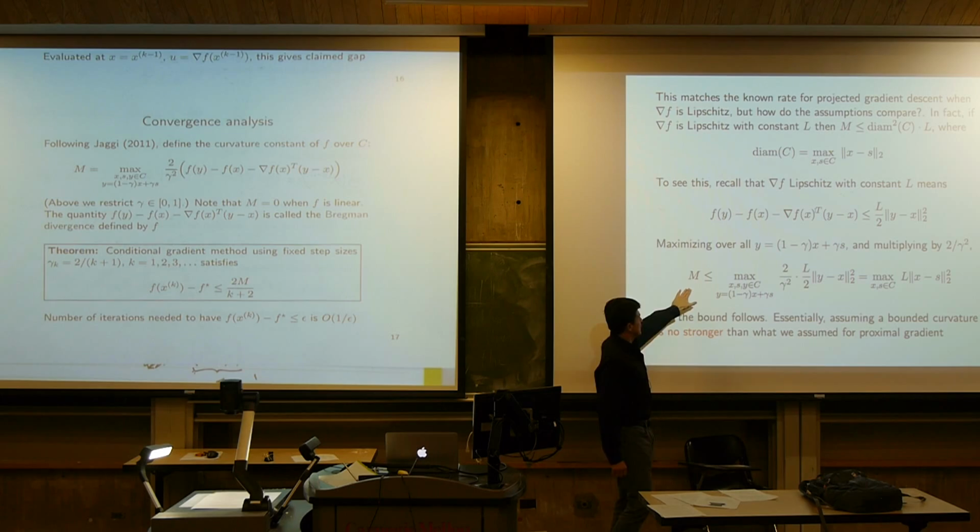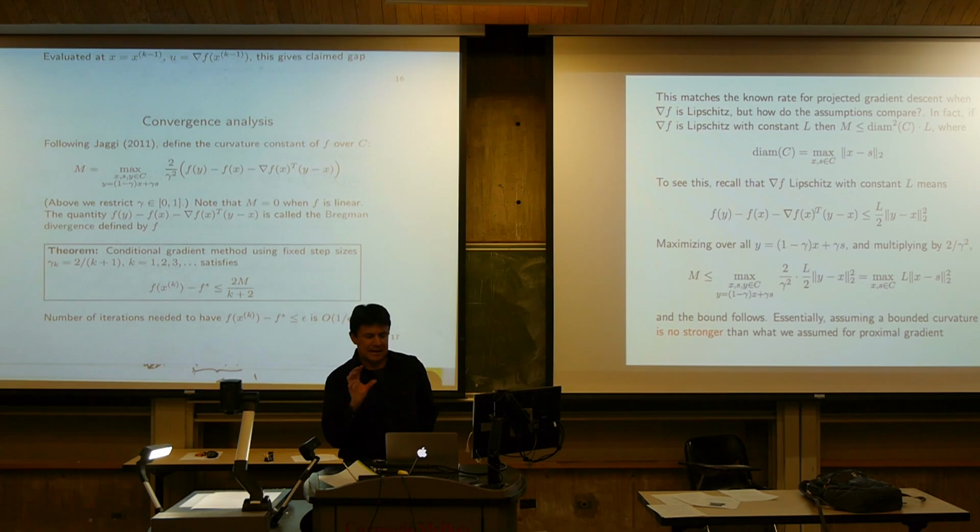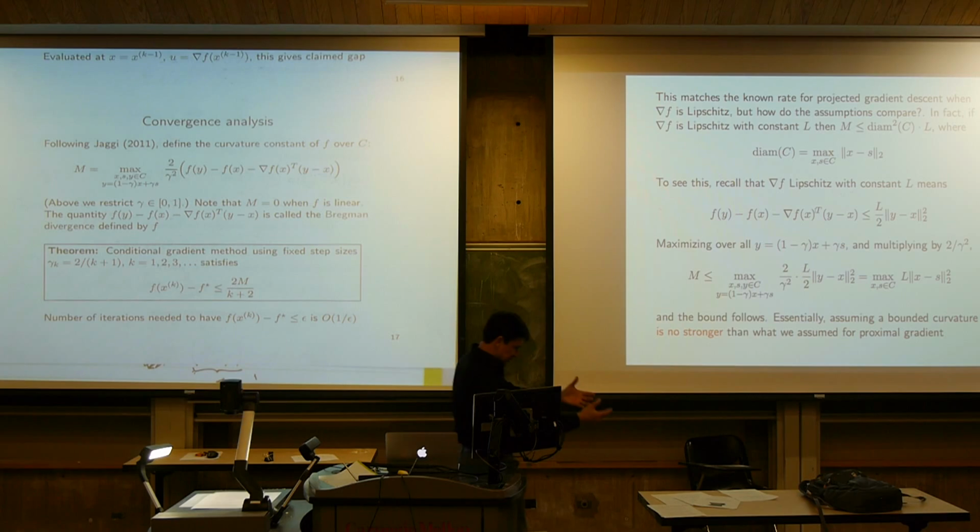So that is, in some way, the kind of assumptions that we made for proximal gradient are comparable to assuming that we have a bounded curvature. It is the same kind of assumption.